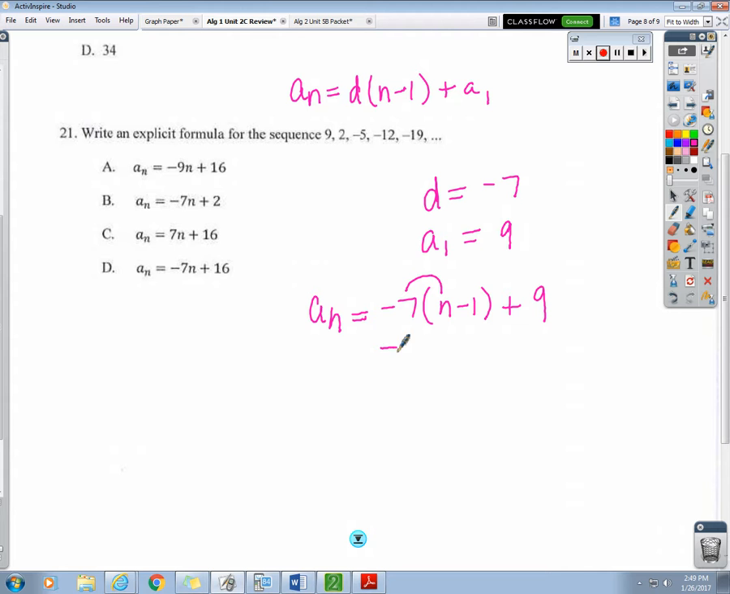You'll then distribute. -7 times n is -7n. -7 times -1 is +7. Bring down your +9. Then you can combine those like terms, 7 and 9, and you will end up with A sub n equals -7n plus 16, which is D. Make sure you study.